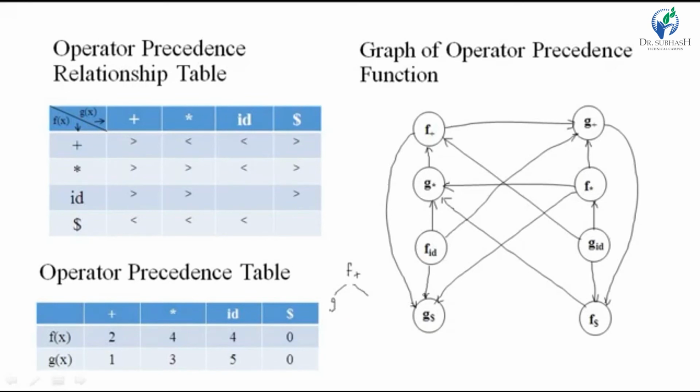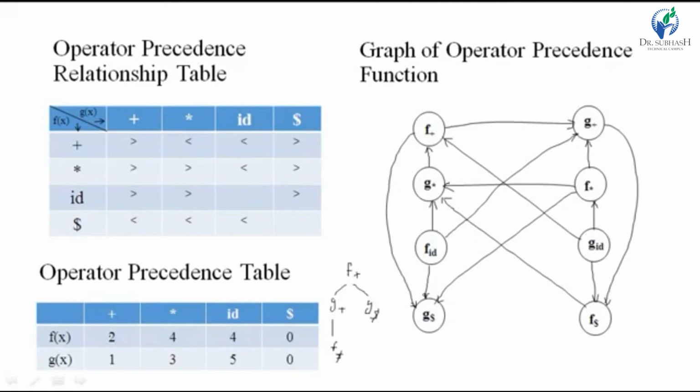There are two outer precedence. One is G plus and another is G dollar. So from G plus to F dollar. So this is at level 0, this is at level 1 and this is at level 2. So F plus operator precedence table, its value is 2.